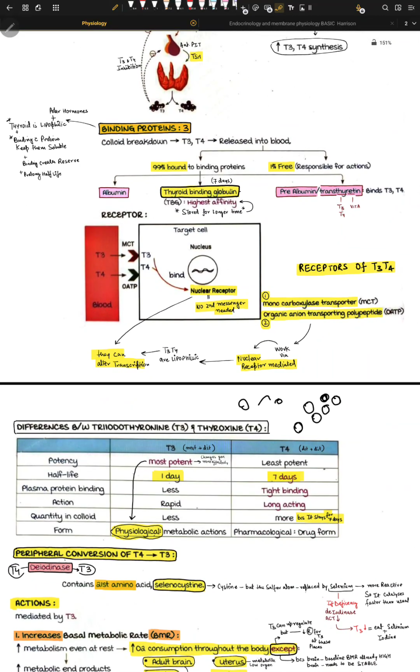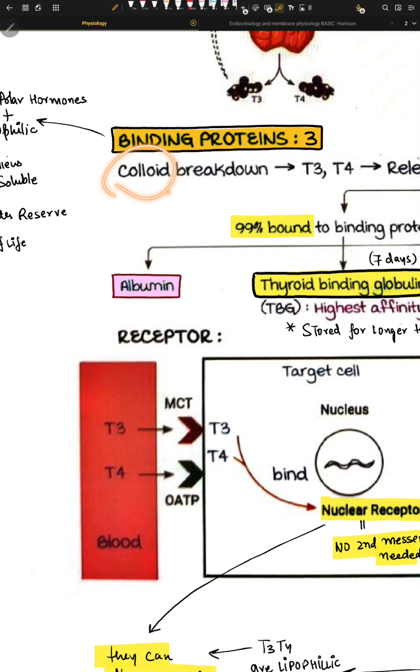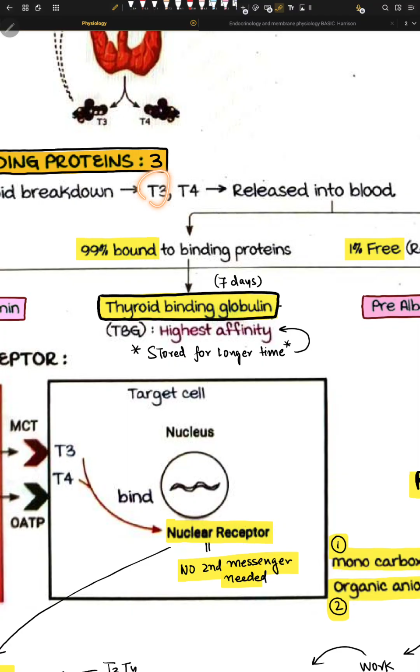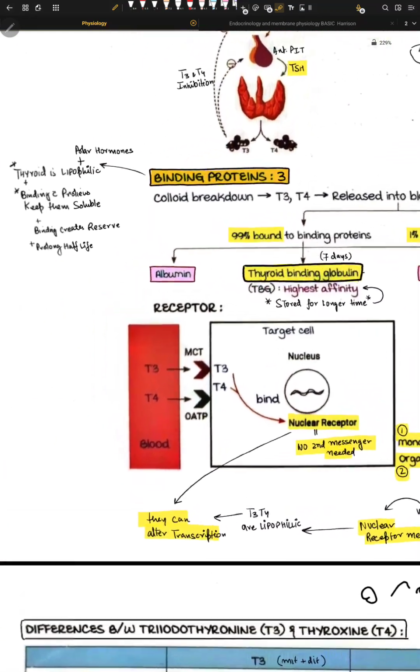Okay, once the T3 and T4 are produced, they are stored in colloid, right? Now the exocytosis of colloid happens with the help of calcium and SNARE proteins. So this colloid breaks down, and this T3 and T4 are released into the blood, right?